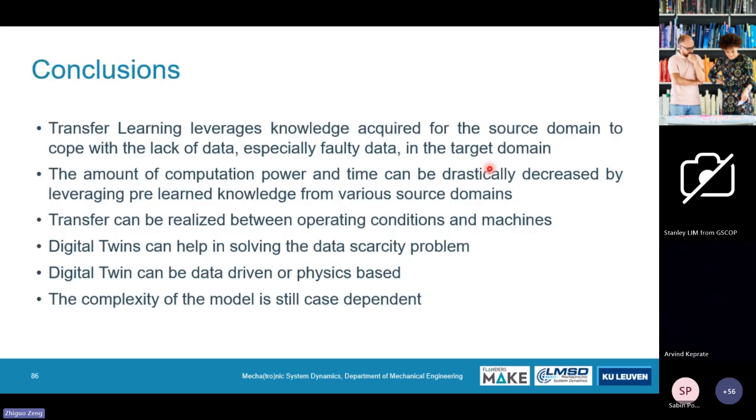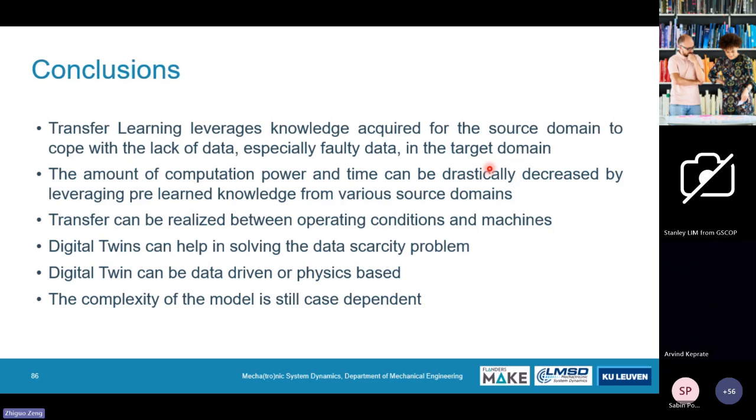And now some general comments. The transfer learning is able to, let's say, transfer knowledge from source domain to the target domain. And this is a nice way to solve the problem of lack of data. The computational power and time can be drastically decreased by leveraging all this pre-learned knowledge. So if we have source domains, we can get all this information and transfer it.